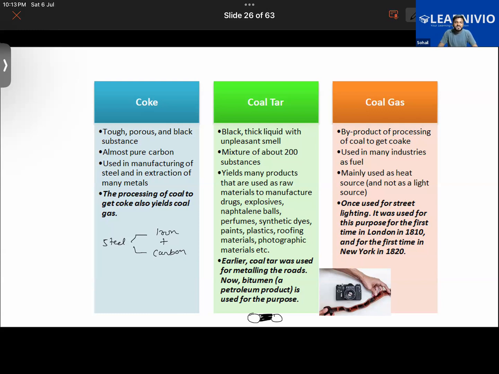Furthermore, it was resistant to oil. Because of these particular properties, coal tar was used. In road construction, basically all the rocks are joined together. That's how roads are constructed. So coal tar, which was adhesive, was used. But nowadays we have switched to the use of bitumen. So that's all about coal tar.